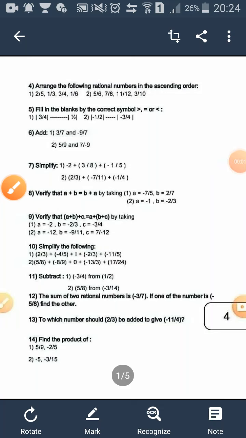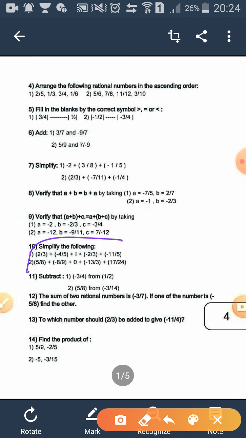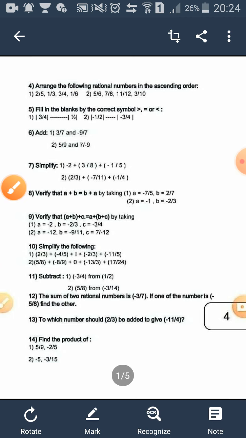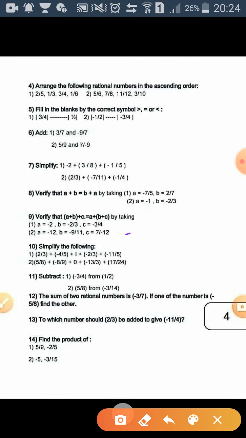Okay, dude. So this video is going to start from the portion where we left last day. I think in the last video I did till this one. Yes, and now we are going to start from number 10.